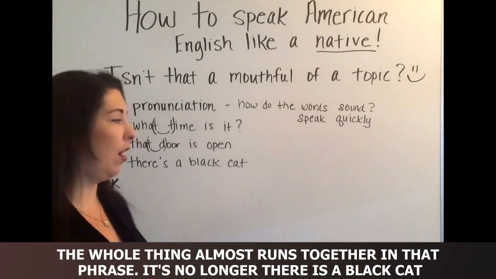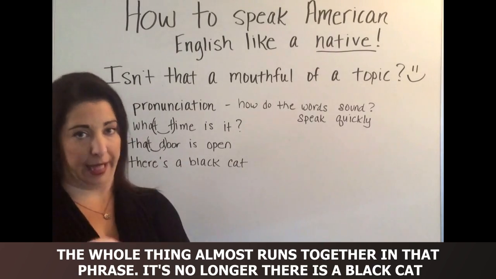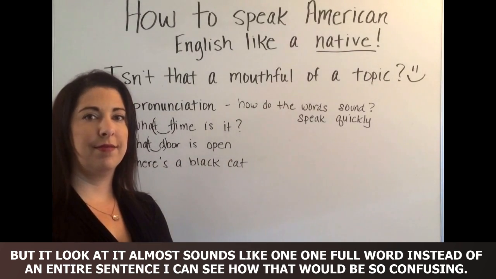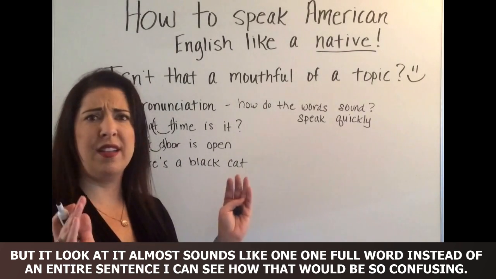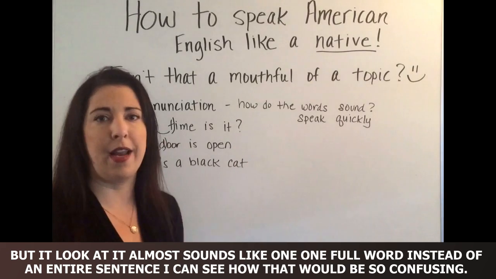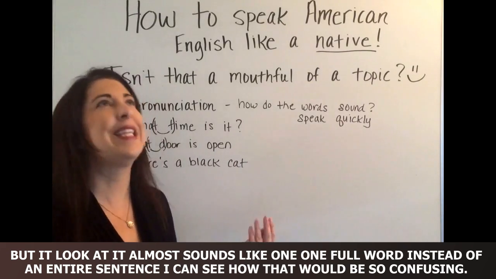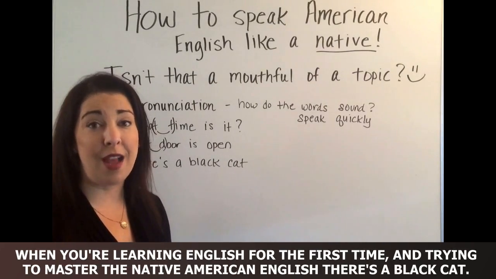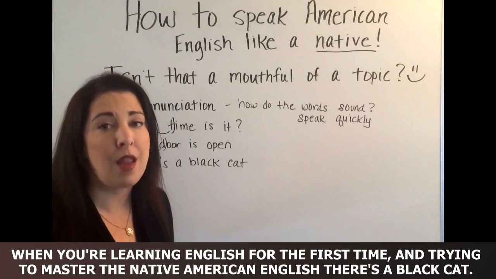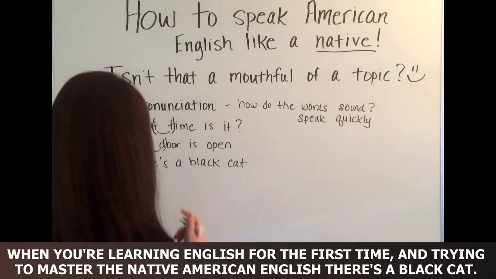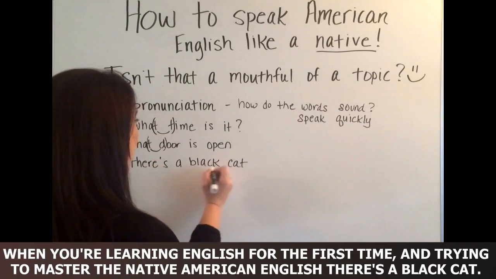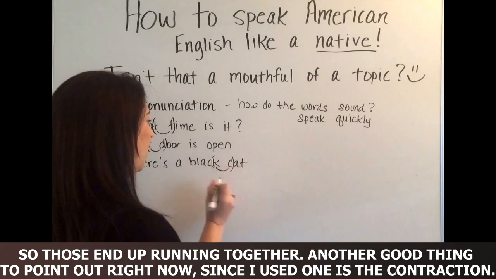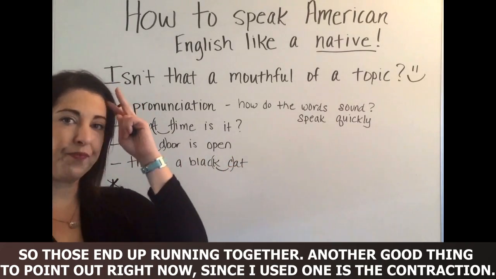It's no longer "there is a black cat," but "there's a black cat." It almost sounds like one full word instead of an entire sentence. I can see how that would be so confusing when you're learning English for the first time and trying to master the native American English. There's a black cat. So those end up running together.